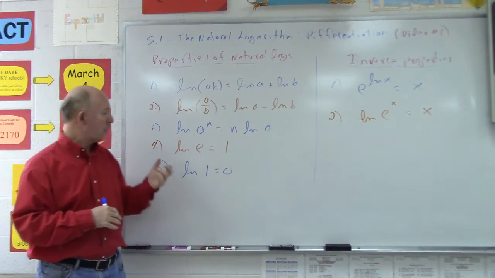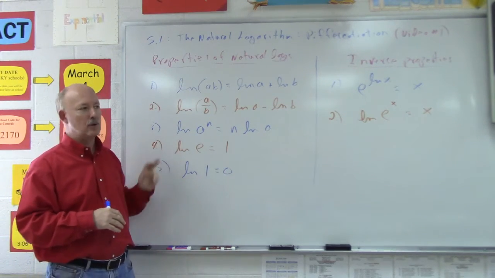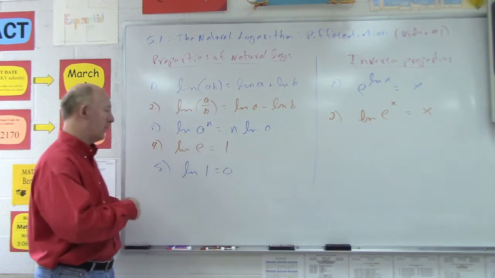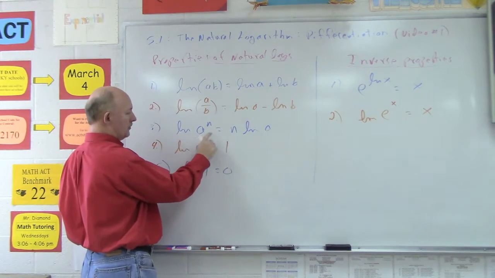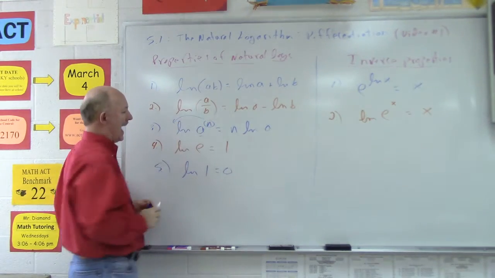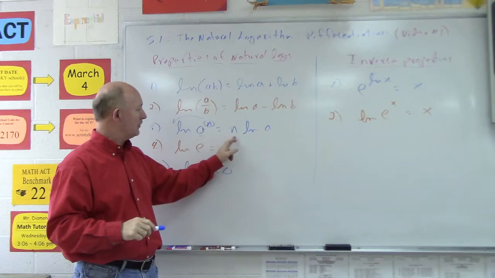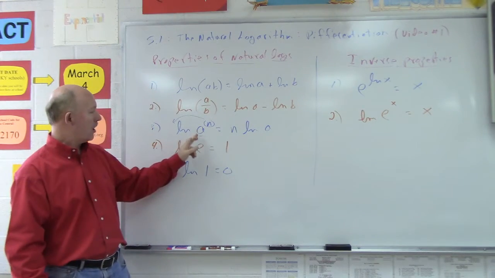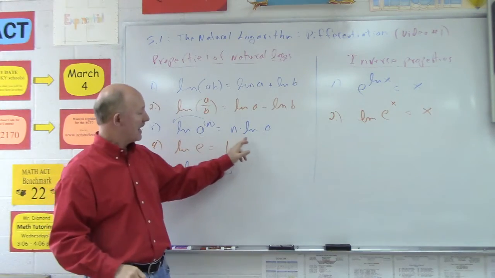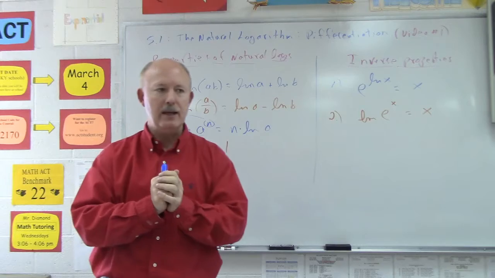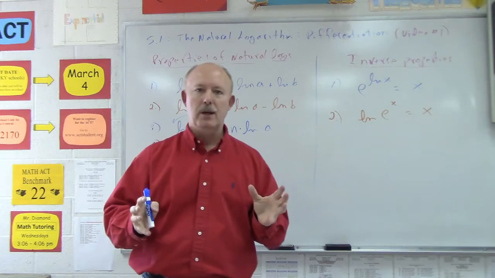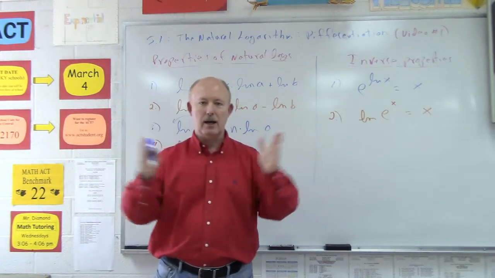The third property is called the power property of logarithms. Natural log of a to the n is equal to n times the natural log of a. With the power property, if the argument of the natural log is raised to an exponent, then you can bring it down in front as a factor, and multiply this exponent times the natural log. So natural log of a to the n is the same thing as n times the natural log of a.